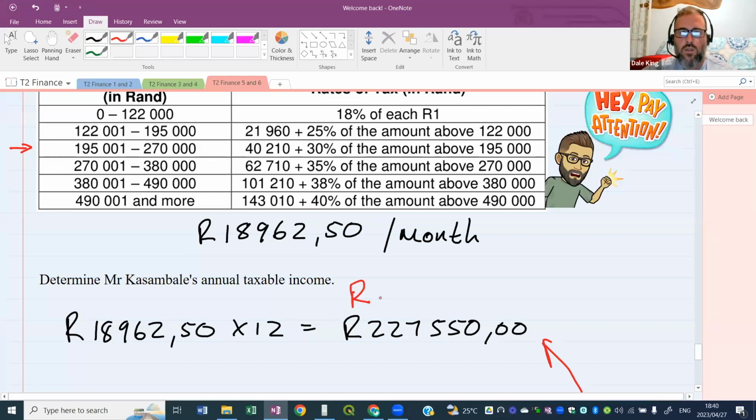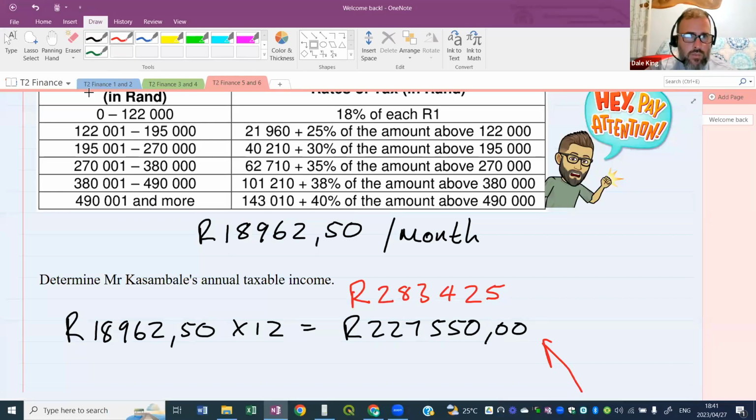Okay. So this is his annual taxable income. It is 283,425 Rand. Okay. I want you guys to try your best. It's your first time maybe, but try your best to see how much tax this person is going to pay. Step number 1, where in the table is he? I'm going to give you a clue. If it's 283, that puts him here.